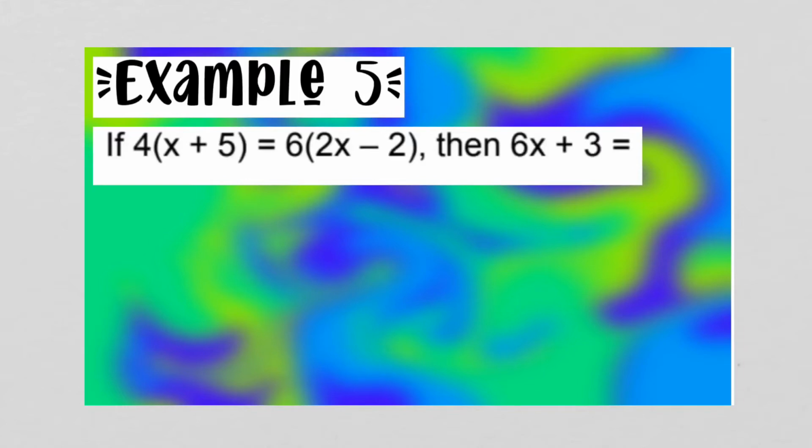When you finish this, you should get that 6x plus 3 is 27. So remember, that is not your x value from the first part. You still have to solve for x first and then plug it in. So if you solve for x and plug it in and get 27, you're good to go. If you do not, please make sure you ask questions.